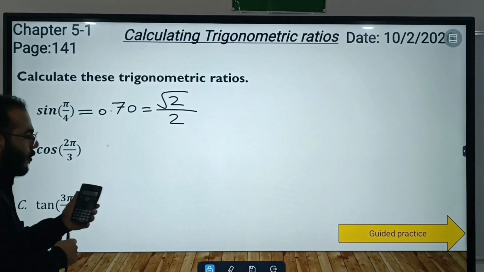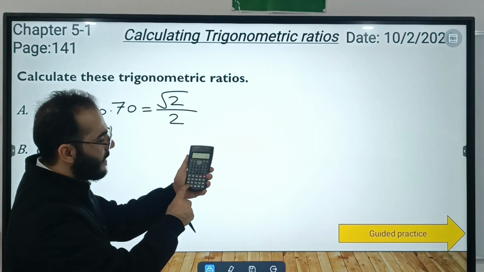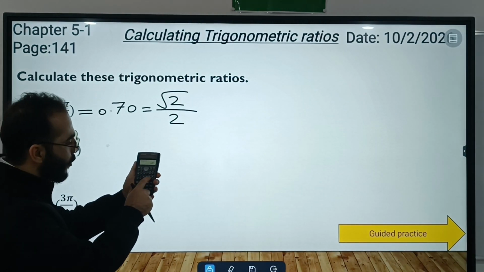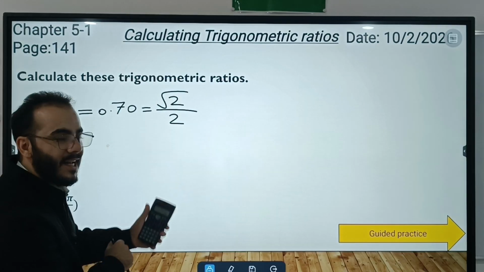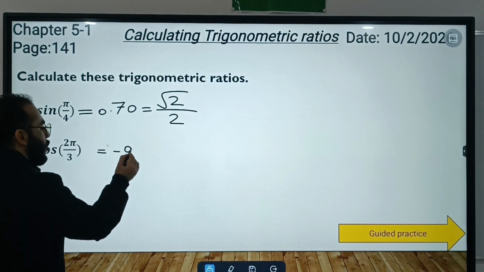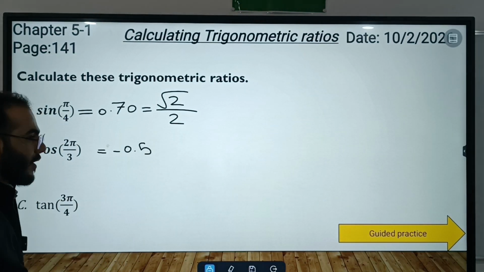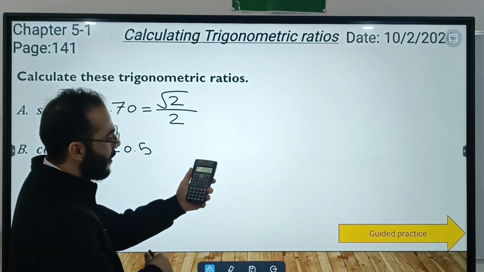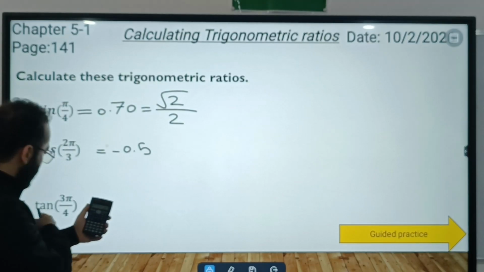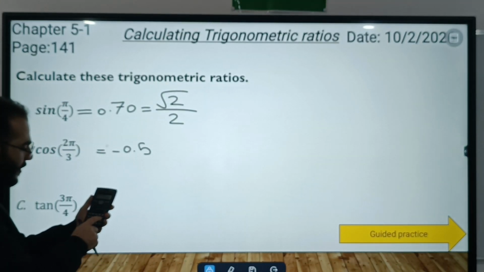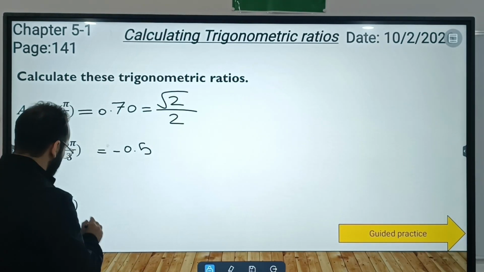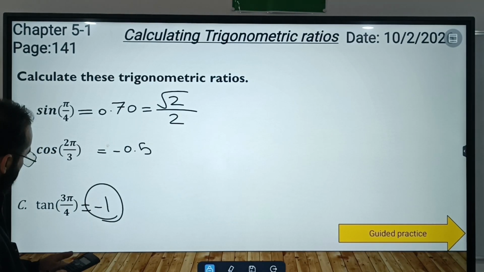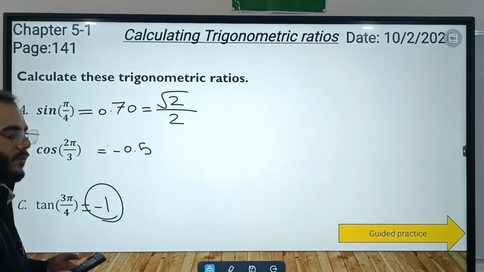One more example, 2 pi over 3. So 2 times 180 divided by 3, 120. So cosine, press cosine, it equals negative 0.5. How about the last one, 3 pi over 4? 3 times 180 divided by 4 equals 135. What does it ask about? Tan. So press tan, it equals exactly negative 1. 3 pi over 4, substitute, tan equals negative 1.